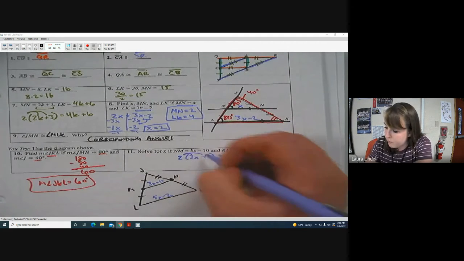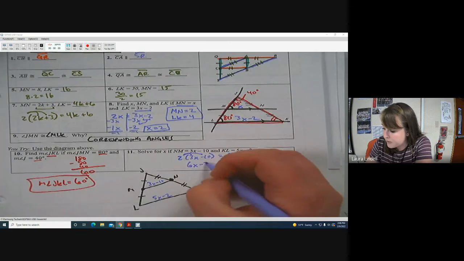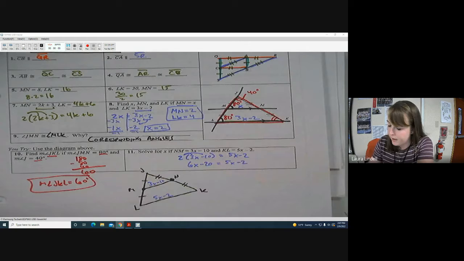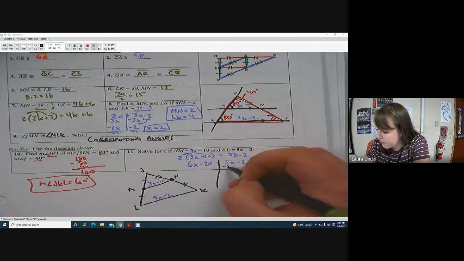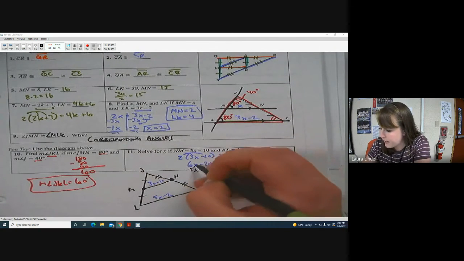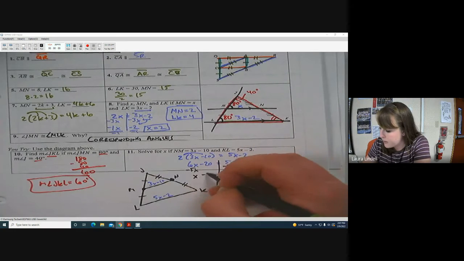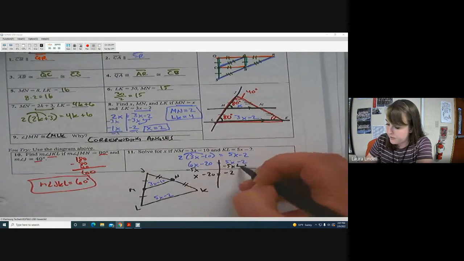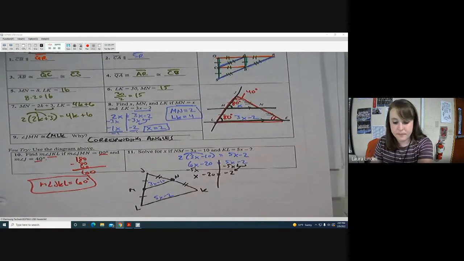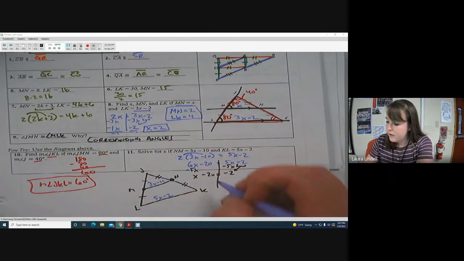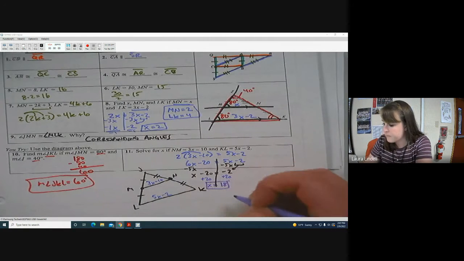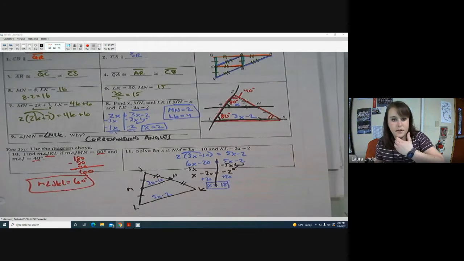So we do the distributive property. We get 6x minus 20. And then I would subtract 5x from both sides so that we get just 1x minus 20 equals negative 2. Because remember, that is a negative that goes with it. And then add 20 to both sides. We get x equals 18. All right. So there's our answer.